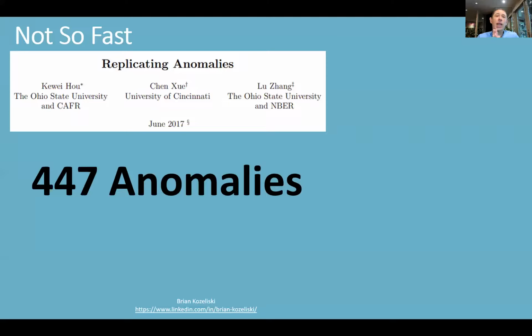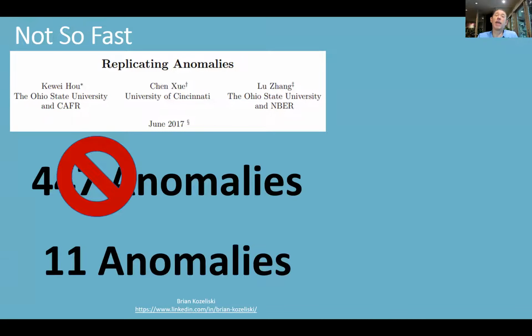Now, in this particular paper here, authors looked at, hey, if we go back to the prior research, we see 447 anomalies. But if we actually correct for the fact that we tested for 447, it wasn't just one time, we find that there's only 11 of these that are still statistically significant. That is problematic to say the least.